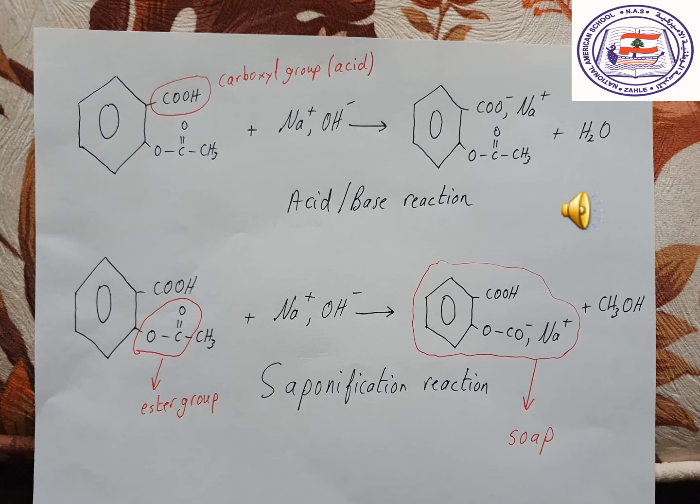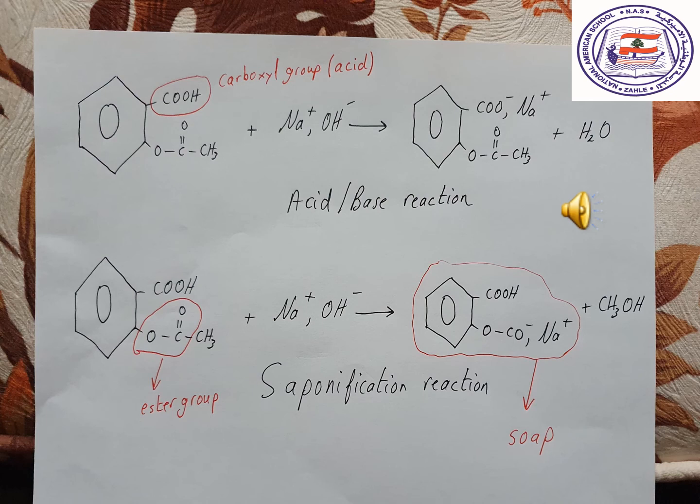Let's examine these two chemical reactions involving the aspirin. Now, as one can see, in both these reactions, we have the strong base sodium hydroxide represented by Na+ OH-. In the first reaction, the type of this reaction is an acid-base reaction. In an acid-base reaction, the carboxyl group of the aspirin is involved.